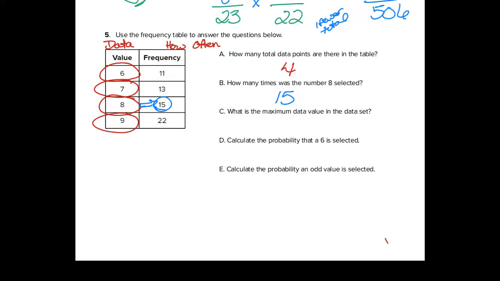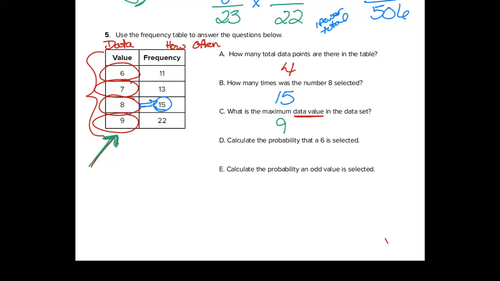I saw 22. I saw 9 from somebody else. So the key here, what's the maximum data value? Here's your data right here. The maximum one is 9. Yeah, so it doesn't say how many times does 9 come up. Yes, it is 9. Okay. Notice none of those top 3 were probabilities either. All right.